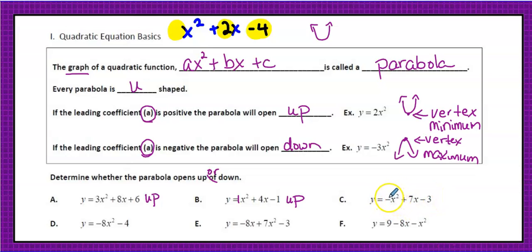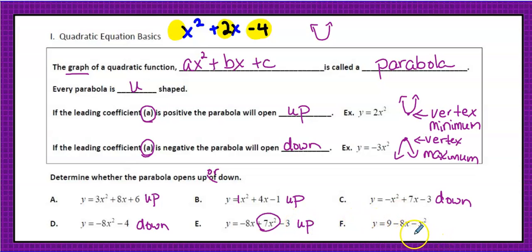C, always look for the x squared coefficient. Don't look for the other two. The x squared coefficient is negative 1, so that one opens down. Over here we have a negative 8 as the x squared, that one opens down. Be careful on this one because your x squared term is actually in the middle right here. This one's positive, so it opens up.